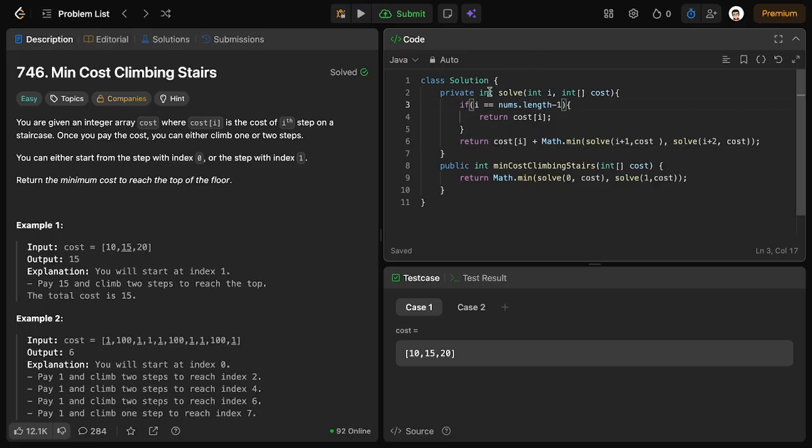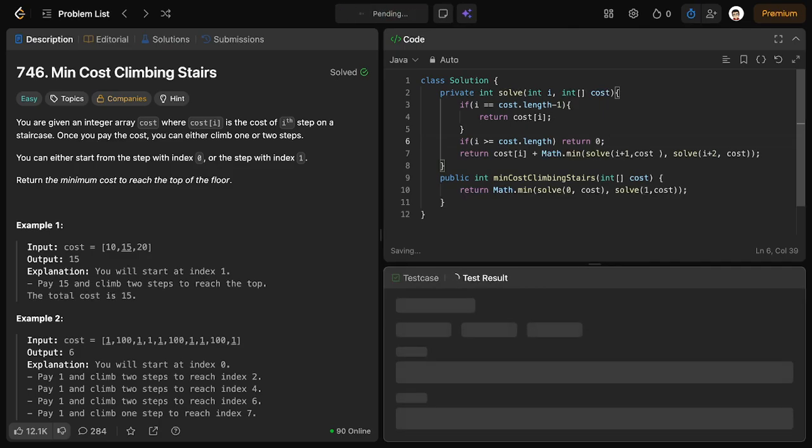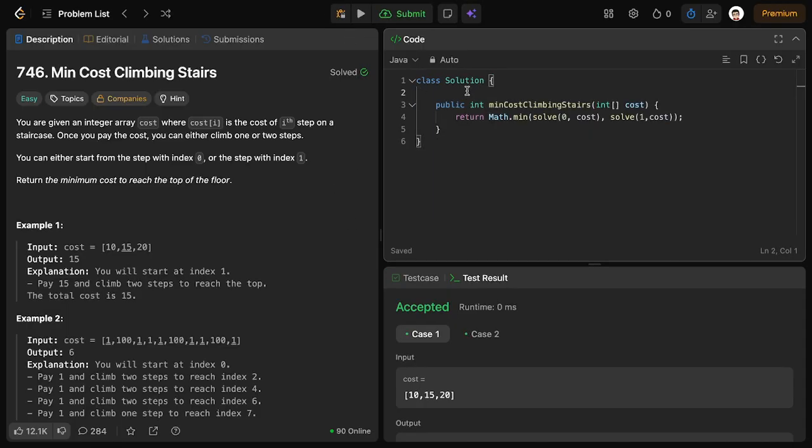I would be returning cost at I. This is cost. And if my I is greater than or equal to nums dot length, why am I writing nums dot length, I'll be returning a 0. That means we've reached the top. So when I run this test case, this test case should be accepted.